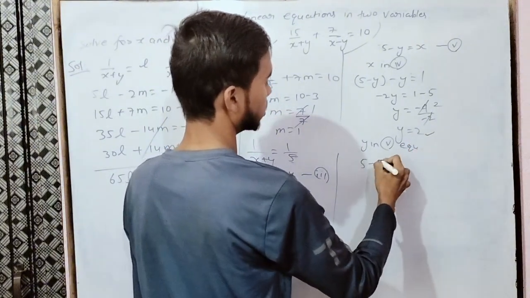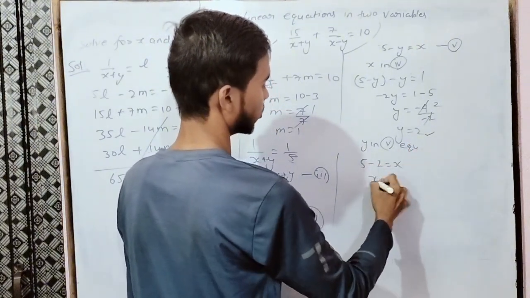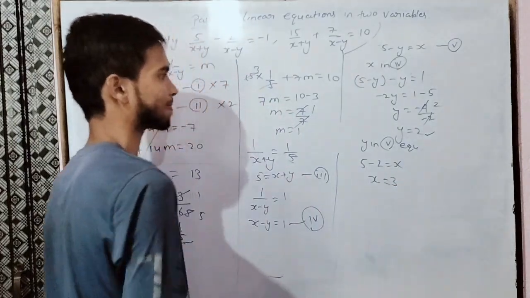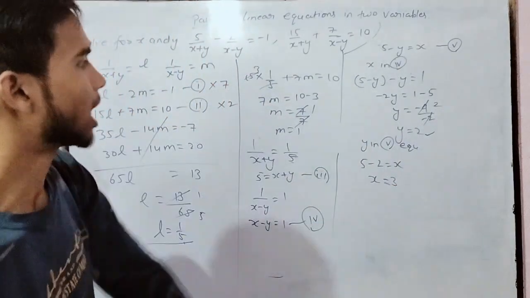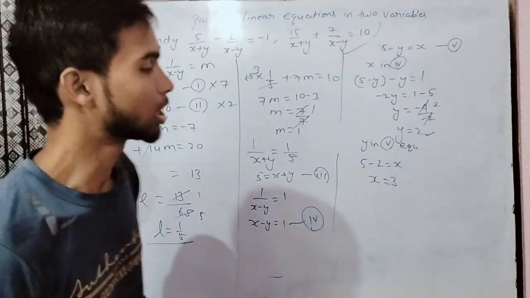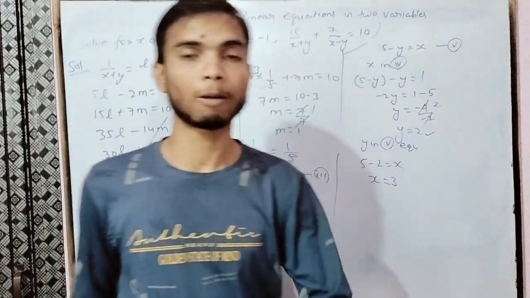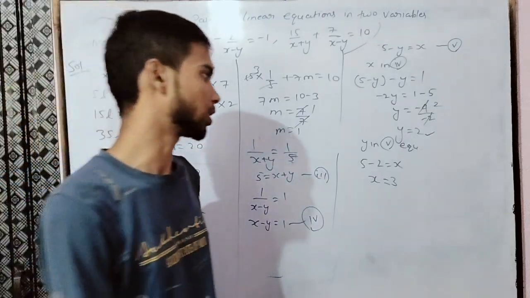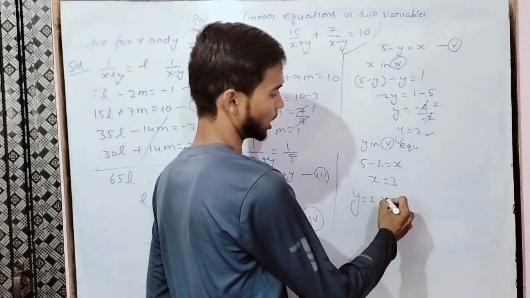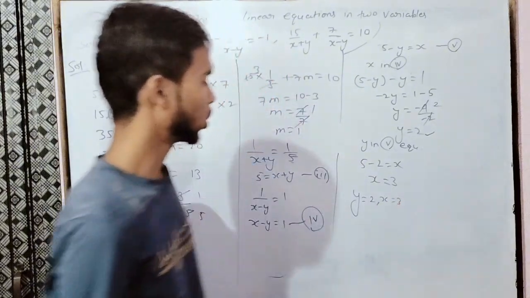So 5 minus 2 is equal to x. So from here we will get the value of x as 3. So finally we have found the value of y and x by applying the elimination method. So finally we can say y is 2 and x is 3.